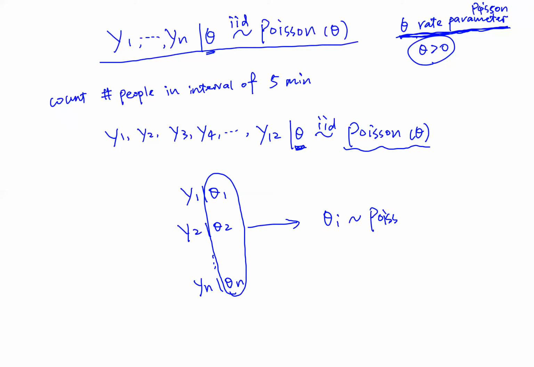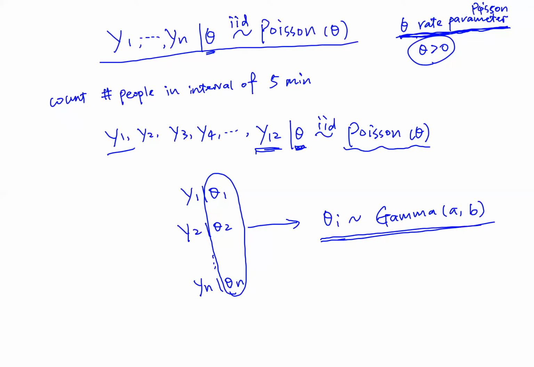a Poisson. No, sorry, not Poisson, gamma, right? I will do a gamma over there, say with parameters a and b. So what this is doing is relaxing the constraint that I have. Instead of thinking about only one theta, I think there will be multiple thetas, one for each interval. But I still think the thetas are somehow related, and then I would try to make inference from there.